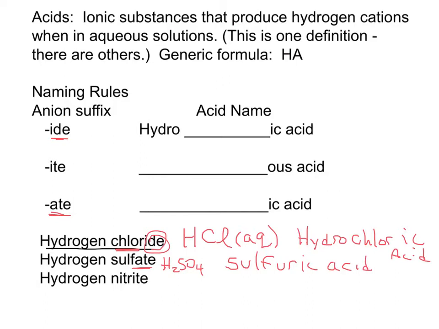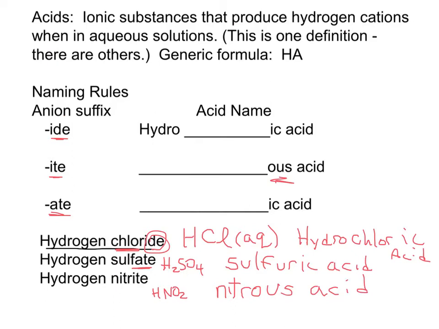We have hydrogen nitrite, that's H. Nitrite is NO2 with a -1 charge. HNO2, that is going to be an "ite" suffix, so it's going to be the stem, nitrous, suffix is -ous, acid.